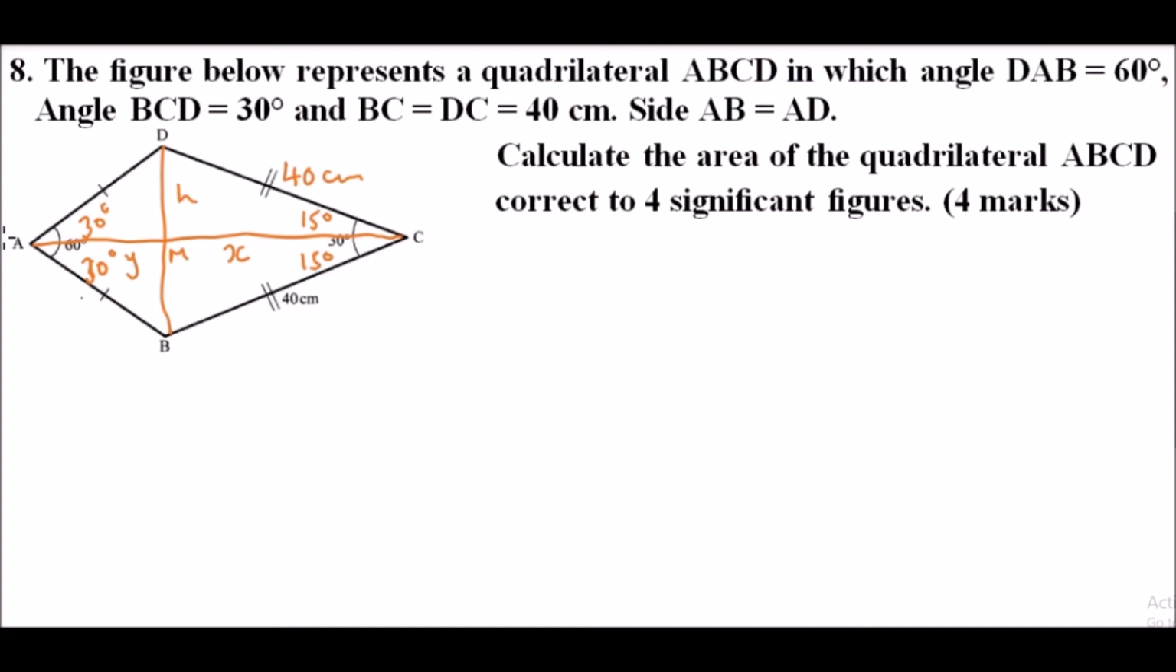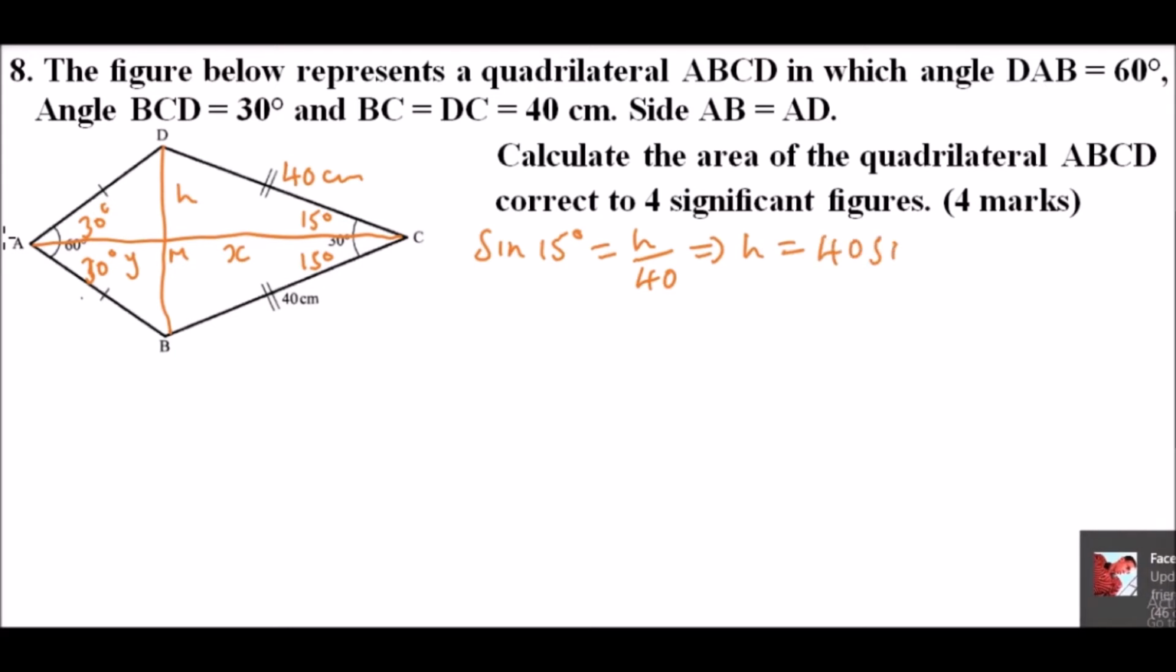To get our height, I'm going to use sine, because I have the angle and the opposite side and the hypotenuse. So we can say sine 15 degrees is equal to the opposite, height, divided by the hypotenuse, which is 40. So h is equal to 40 sine 15 degrees, which when you use your calculator, you should get 10.35 centimeters. So that is our height. I want to get x, so I use the cosine because I have the angle and I have the hypotenuse.